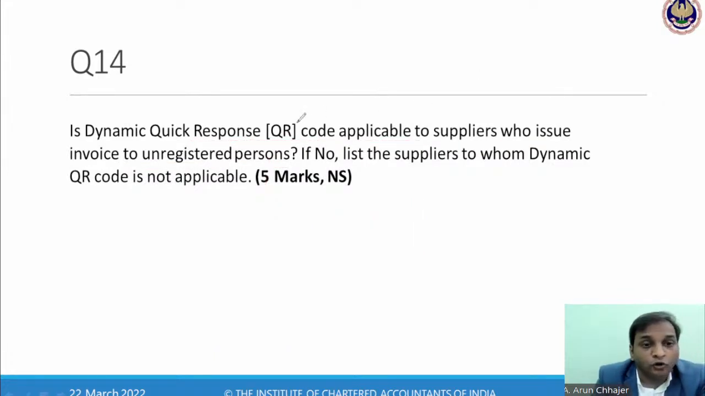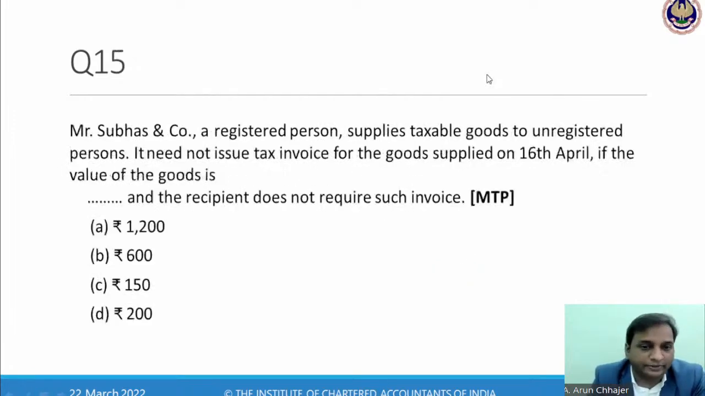Correct. So is dynamic QR code applicable for one who issues the invoice to an unregistered person? Answer is yes. If aggregate turnover is 500 crore, and in case of a B2C transaction, it is applicable. In case of B2B and export, it is not applicable. We have covered almost all. So all are ready for having the quick revision.